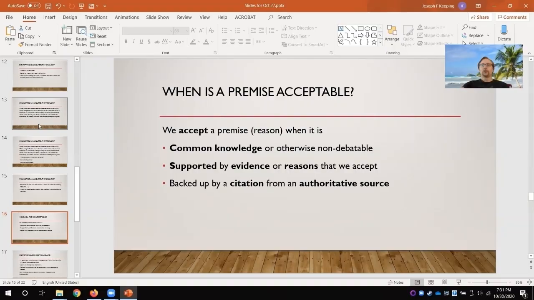And so this is why I prefer the language of asking whether a premise is acceptable rather than asking whether a premise is true. If we decide a premise is acceptable, it means we're going to treat it as if it were true. It's not acceptable in the sense of I'm okay with that. It's acceptable in the sense that I'm willing to believe that, or I'm willing to grant that that's true, something like that. We accept a premise when it's common knowledge or otherwise non-debatable.